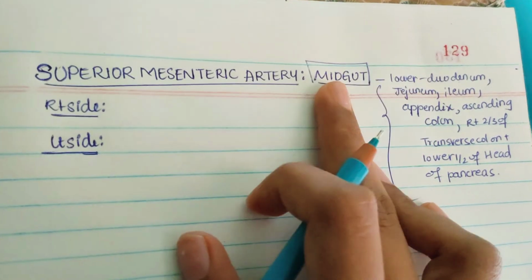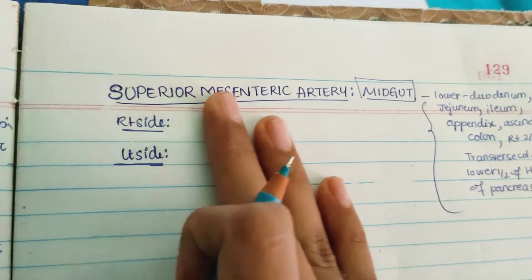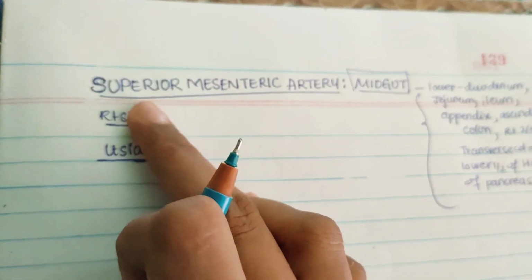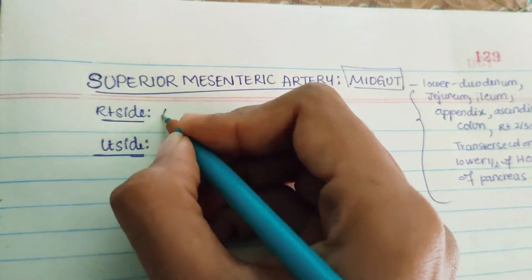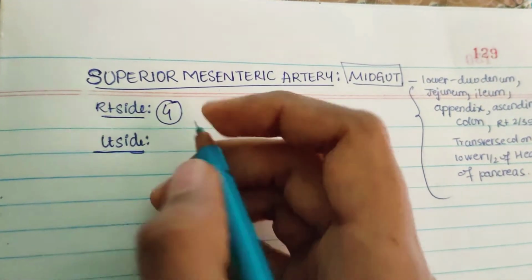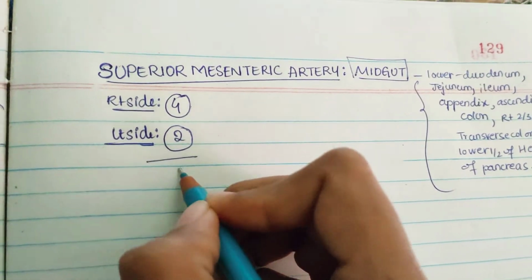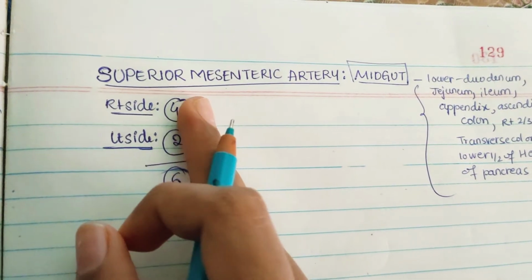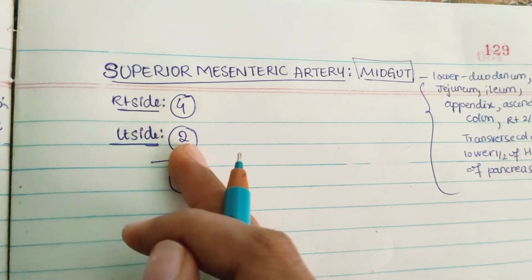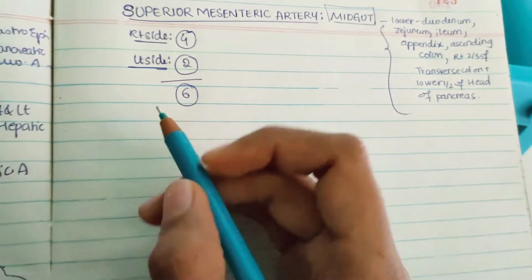Actually, this superior mesenteric artery gives 4 branches on the right side and 2 branches on the left side. So in total you have 6 branches: 4 branches on the right side, 2 branches on the left side. Let us see what those are.